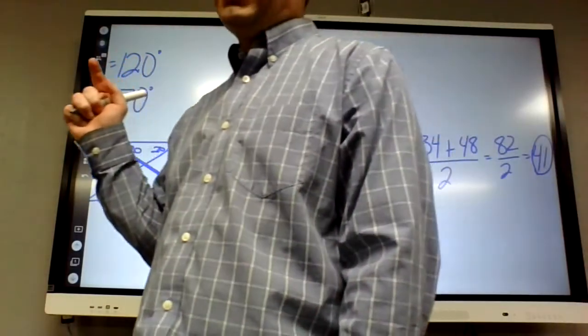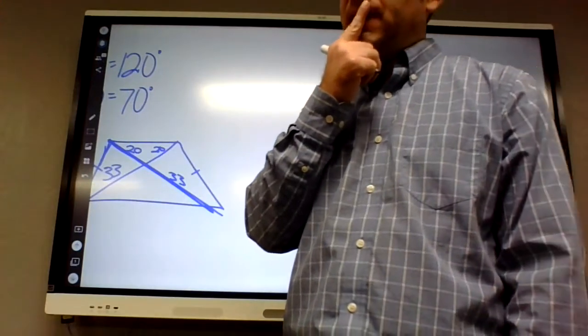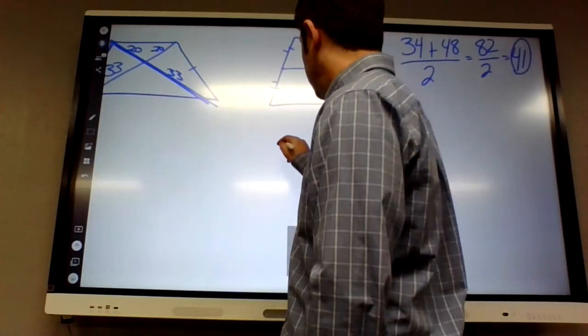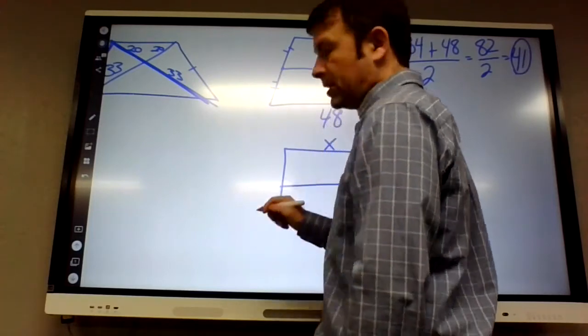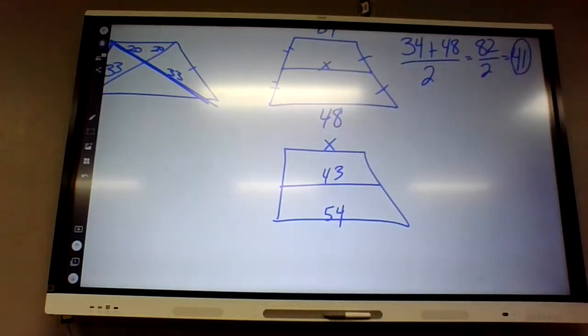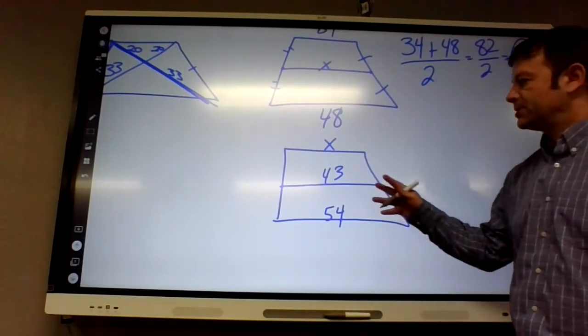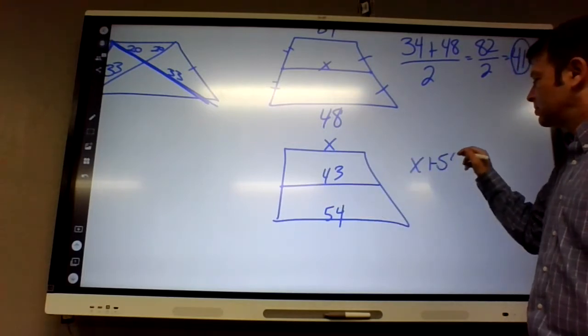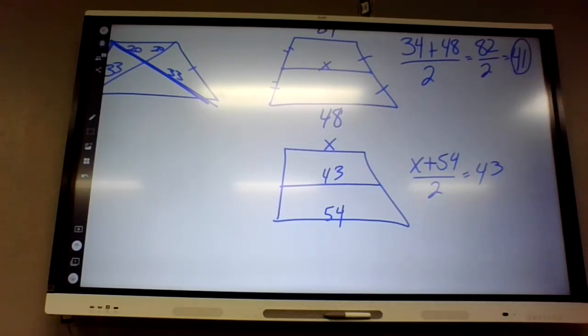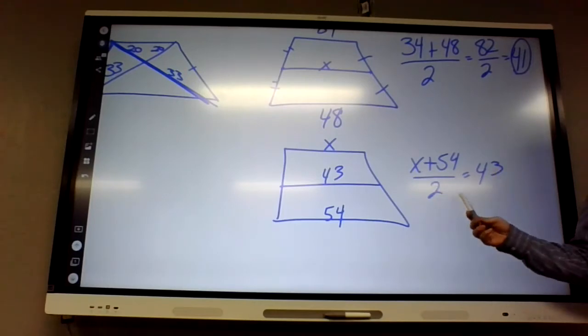Okay, on number eight, it's a bit trickier because they give you the mid-segment, they don't give you the top base. It looks like this: X, 43, 54. So, this is number eight. How would we figure out X in this case? Well, let's set it up algebraically and solve it. So how would I write this? X plus 54, averaged, equals 43. How would I solve that algebraically? Multiply by 2 and then subtract 54. Times 2 minus 54, yeah.